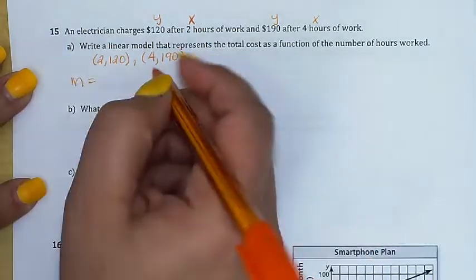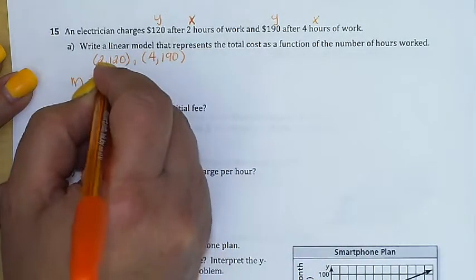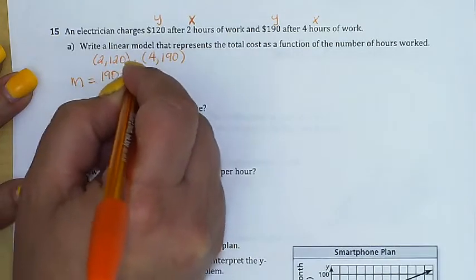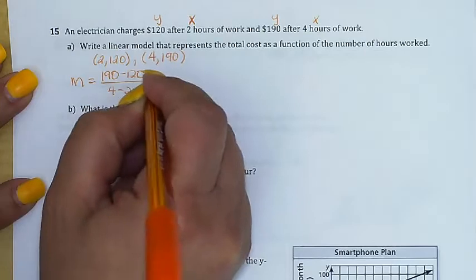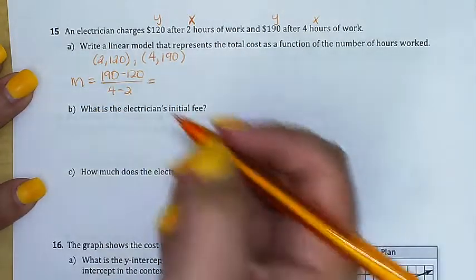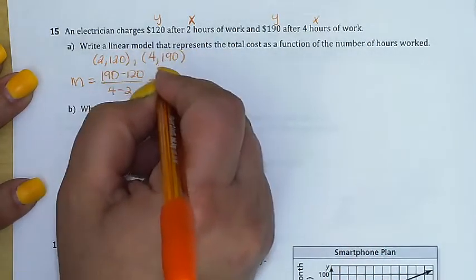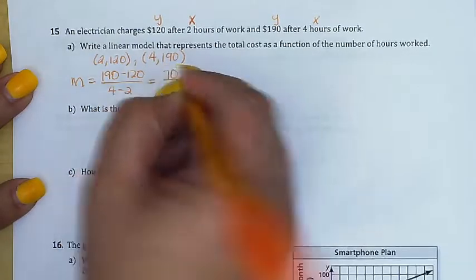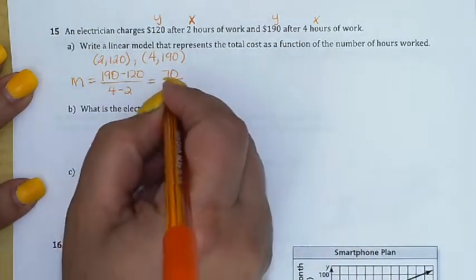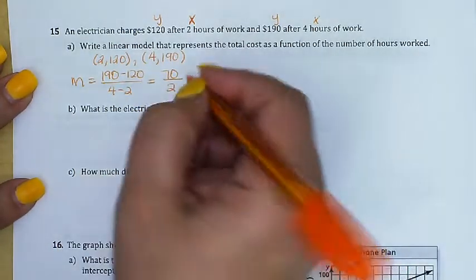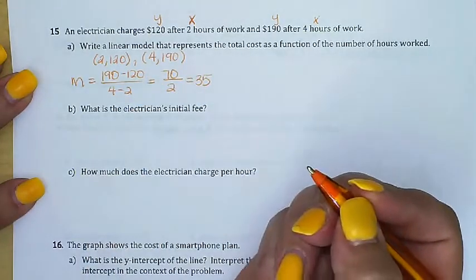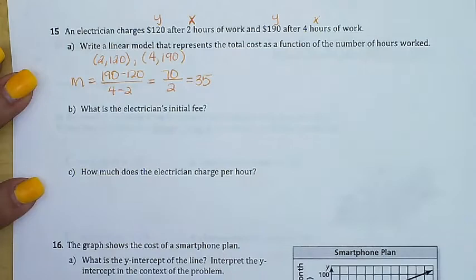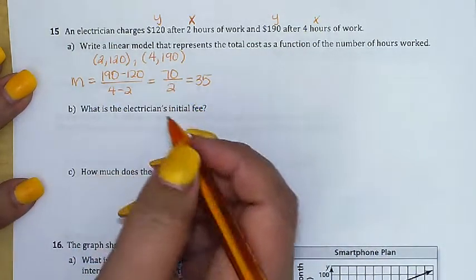Let's find the slope. Okay, so let's find the change in our y values over the change in our x values. 190 minus 120, that is an increase of 70, over 4 minus 2, which is 2. So if we divide that, it looks like the rate is $35 per hour. And that's going to be our slope. So our slope is 35.